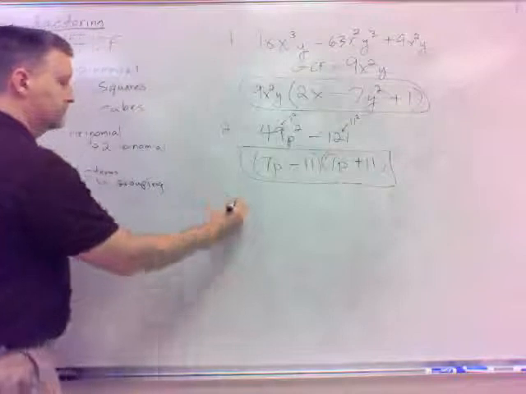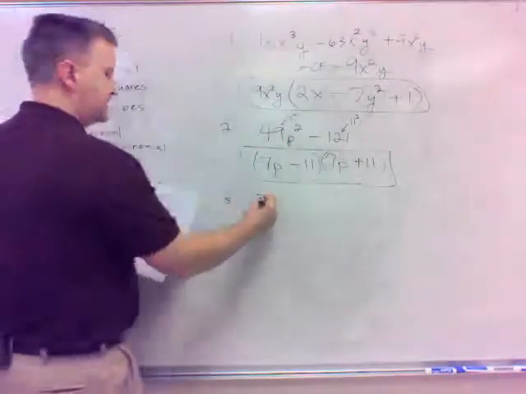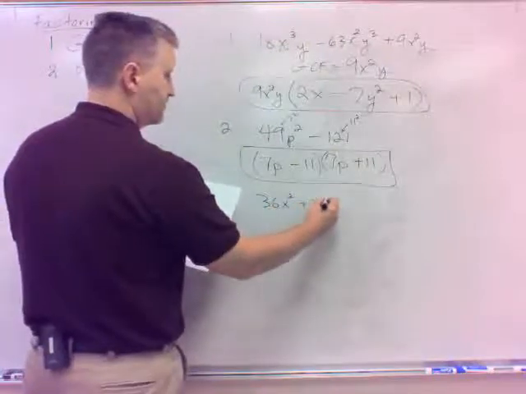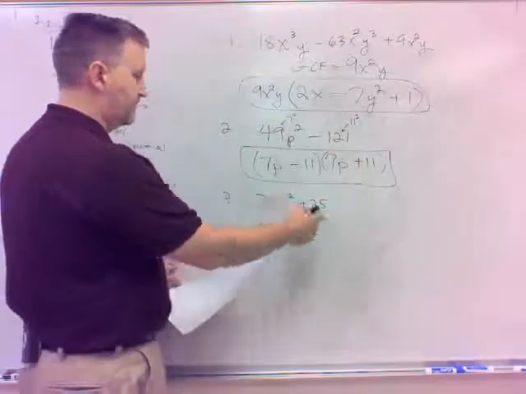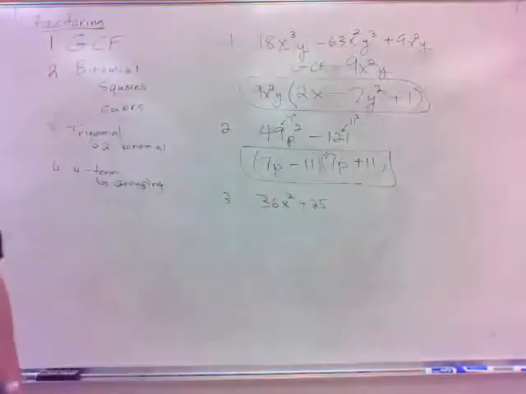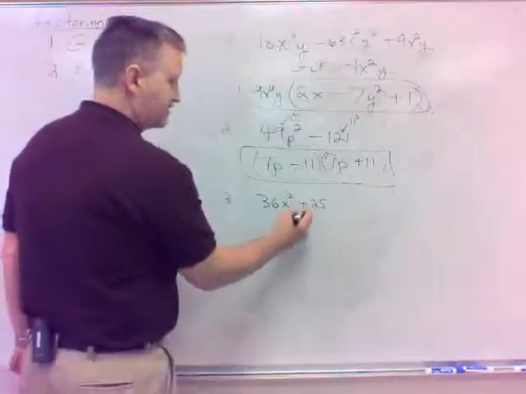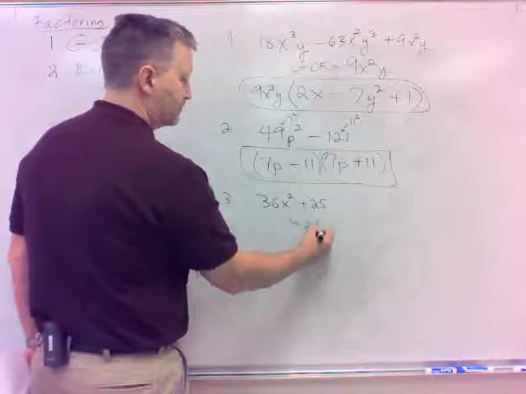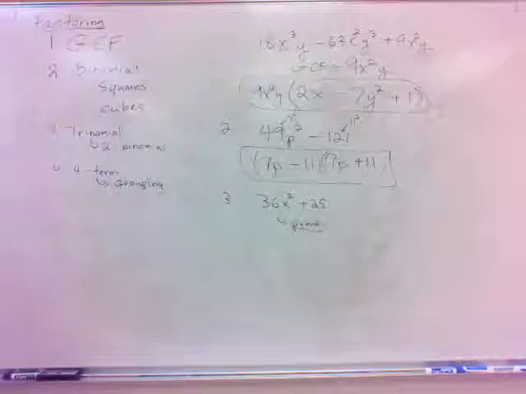Number 3. 36x squared plus 25. Well, they are squares again, 6 squared and 5 squared, but what about it? It's prime, isn't it? If it's plus between the squares, a sum of squares is prime. You can't factor a sum of squares like you can a difference of squares over the real numbers. Okay? So number 3 is prime.